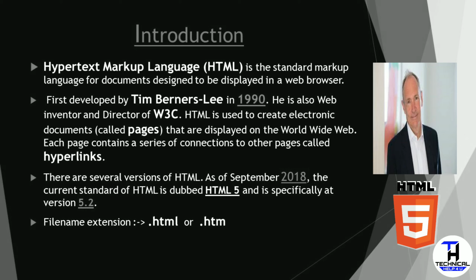HTML is used to create electronic documents called pages that are displayed on the World Wide Web. Each page contains a series of connections to other pages called hyperlinks. There are several versions of HTML. As of September 2018, the current standard of HTML is dubbed HTML5 and is specifically at version 5.2. Filename extension: .html or .htm.